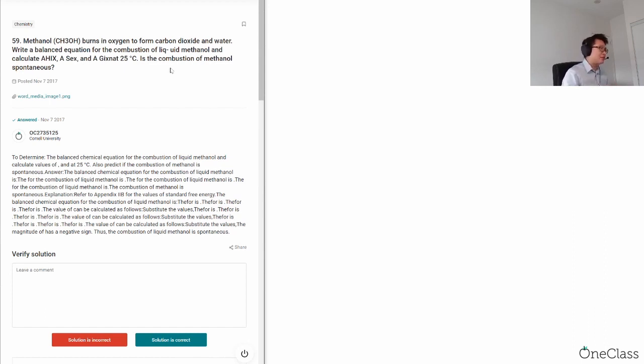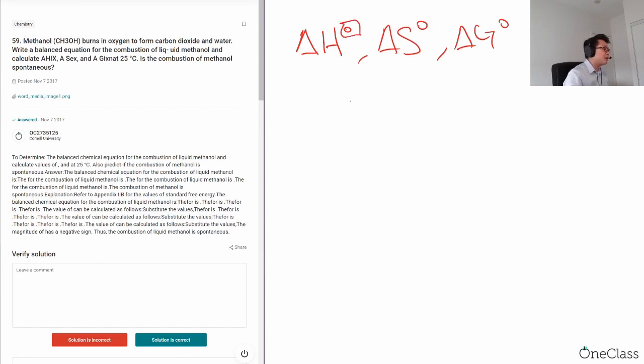And then we are looking at whether the combustion of methanol is spontaneous. So we switch gears to looking at thermodynamics. So we have delta G, delta H, delta S, and delta G. And from here, we are looking at 25 degrees Celsius, and we are looking at the standard state. So that's why we have a little circle over here. Okay, so let's do the equation.